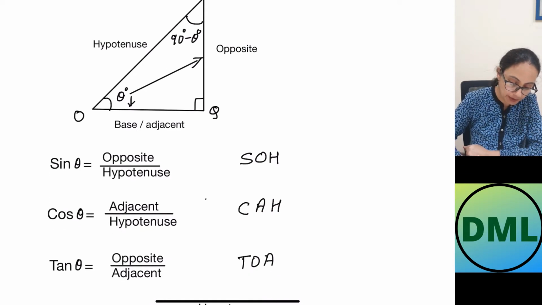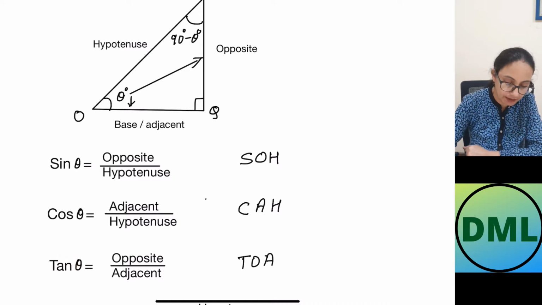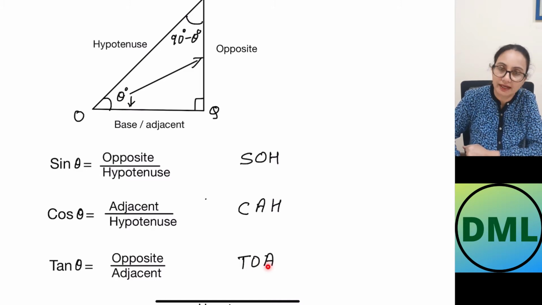Next we have to write down tan theta. For this angle theta, tan theta is opposite over adjacent or base. So if you want to remember, it is TOA, T-O-A: tan is opposite over adjacent.